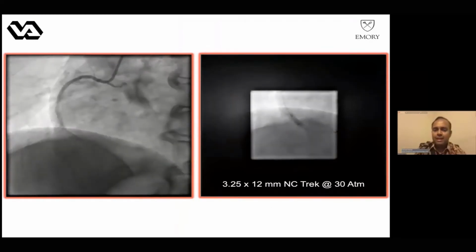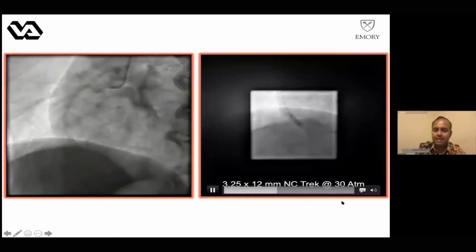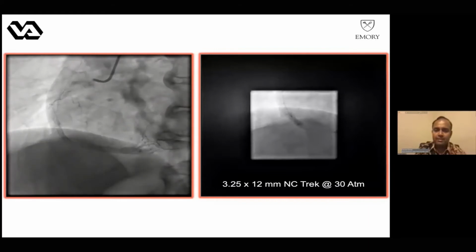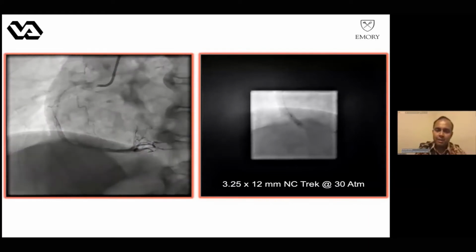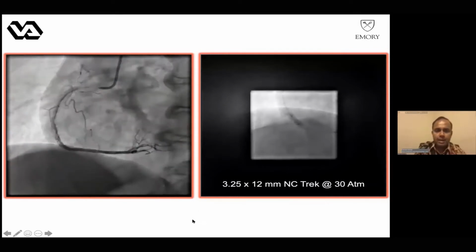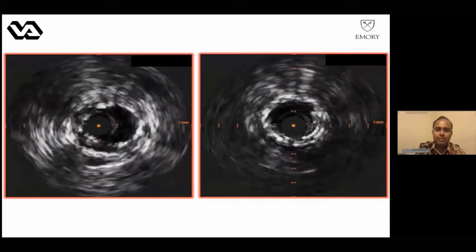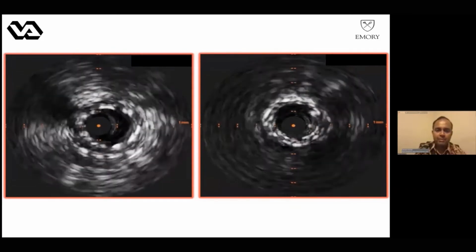And so he then elected to post-dilate this with a 3.25 by 12 NC Trek at 30 atmospheres. And as you can see, the waist still persisted. He subsequently tried a 3.5 balloon and had a similar result as well. At that point, he decided to perform intravascular ultrasound. And I will have Prof. Akiko help us with this.